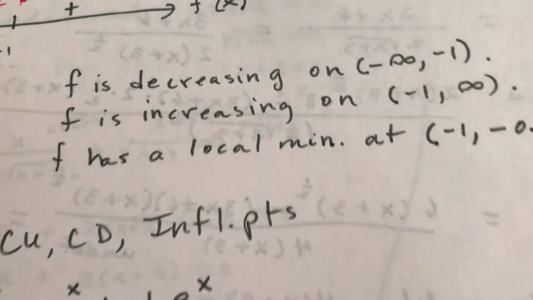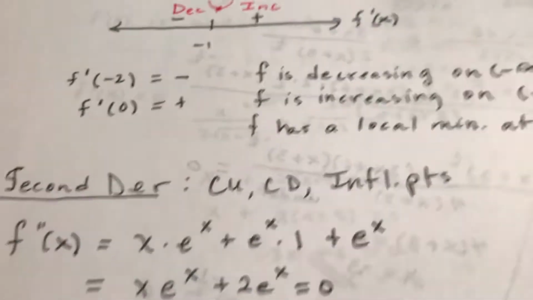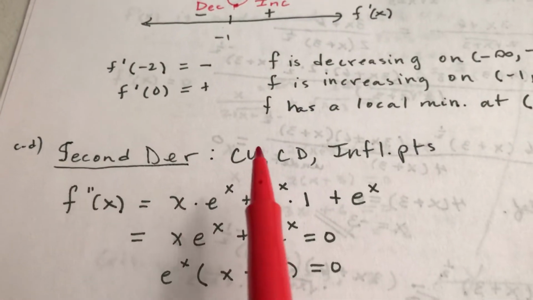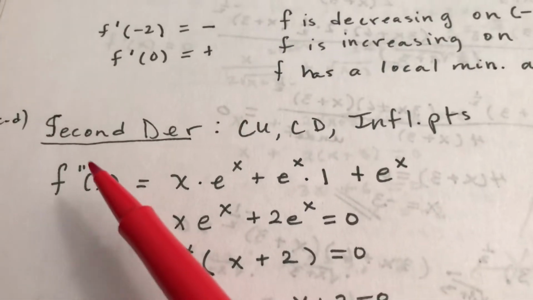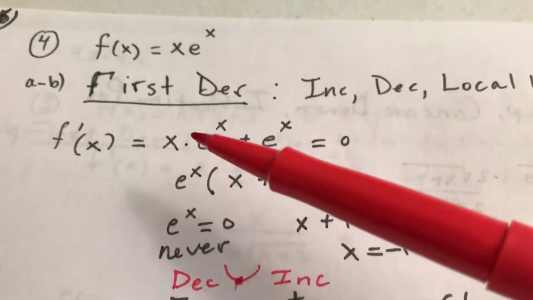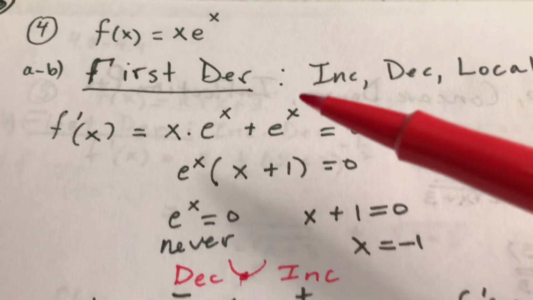Now in the same video, I'm going to go ahead and look at the second derivative, which is going to give us information on concave up, concave down, inflection points. So I take the derivative of the derivative. So my derivative was back here. I'm going to have to do product rule, and then the derivative of that is e to the x.